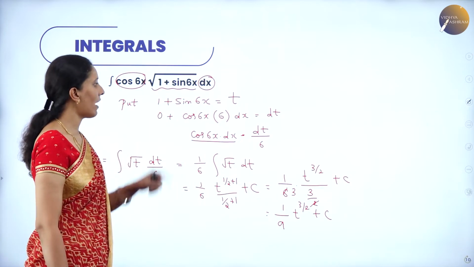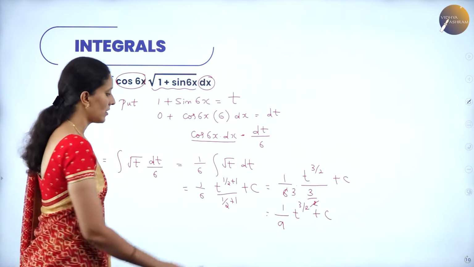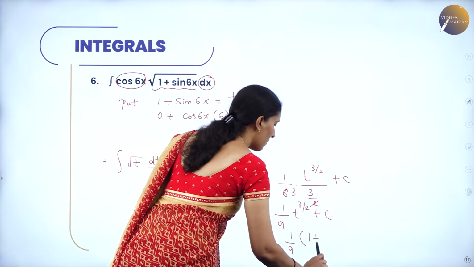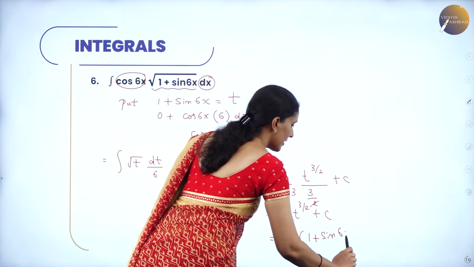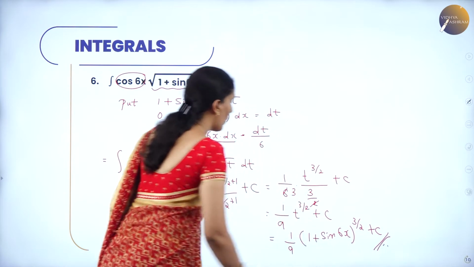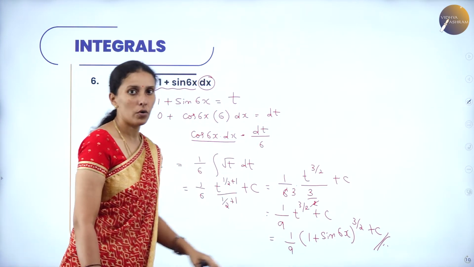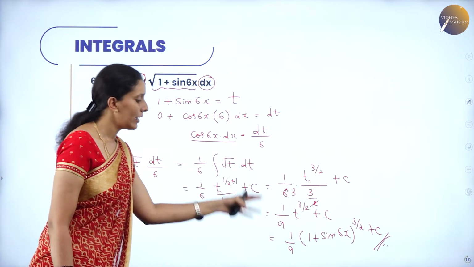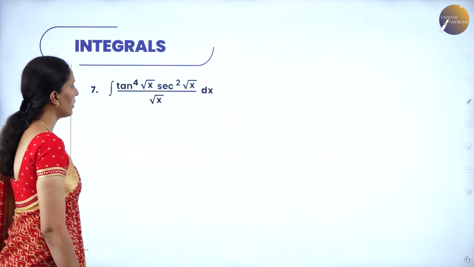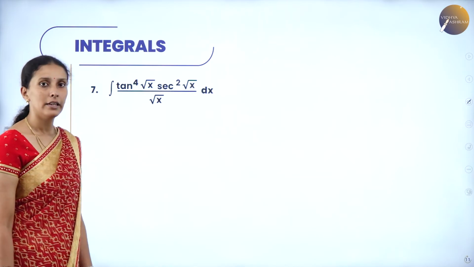But what is t we have taken? We have taken t as 1 plus sine 6x. So therefore the answer is 1 divided by 9, 1 plus sine 6x to the power 3 by 2 plus c. So once you have taken another parameter, then again replace back to the original function after getting it into the standard form. Next, tan power 4 root x secant square root x divided by root x into dx.